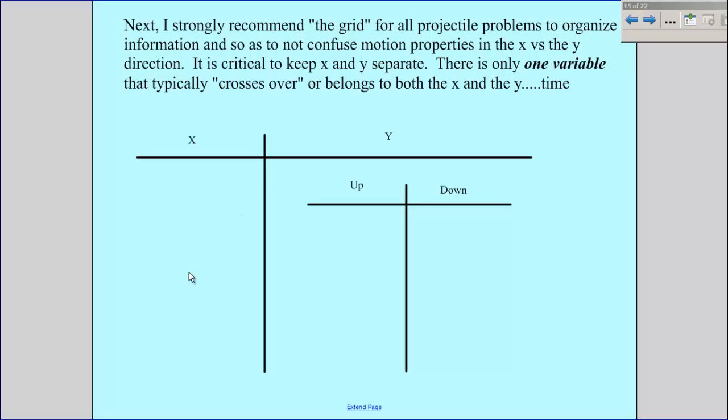So if you do it in columns, keep everything the x with the x, everything the y with the y, everything the up with the up, and everything the down with the down, you'll organize information well, and I think you found that last year. The key thing to remember is the only thing that moves back and forth is going to be time. We only have one object, so although the object's moving up and down and left or right, it's only one object. So time is the only variable that moves back and forth across those categories.